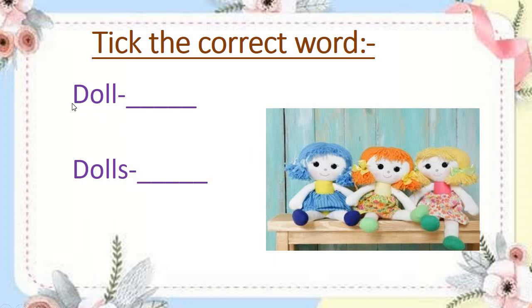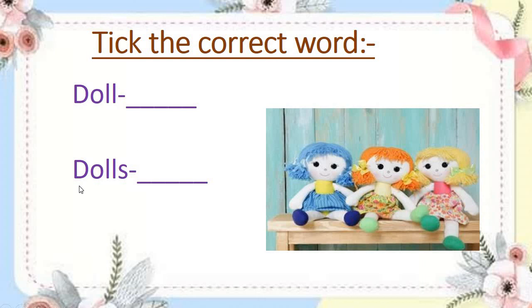But here, doll, D-O-double-L, doll. You have to tick the correct word. Remember this. Tick the correct word. So it is doll or dolls. What will come? Where we have to tick? Dolls means many dolls, more than one doll. Doll means only one doll.